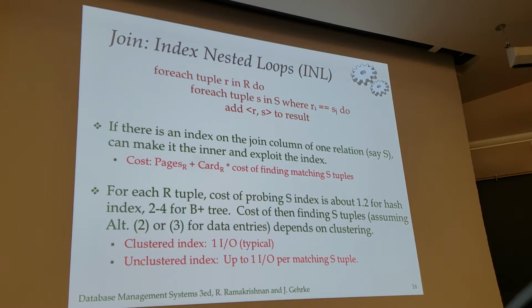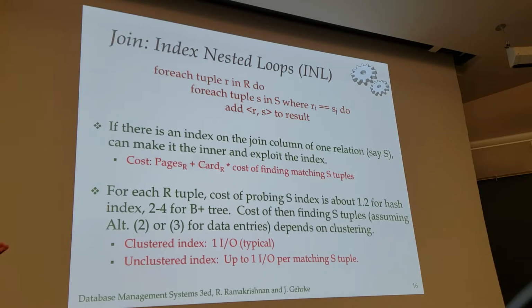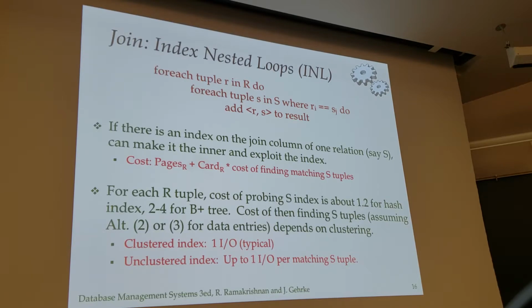Naturally, you're going to ask me, what's the cost of finding the matching S tuples? Well, it depends on what kind of index you have, what kind of access path you have to find the matching S tuples. So you've got an index. If you have a hash index, then the cost is going to be about 1.2, and for a B tree it'll be between 2 and 4. Again, these calculations these days are not quite right, but 2 to 4 for the tree.